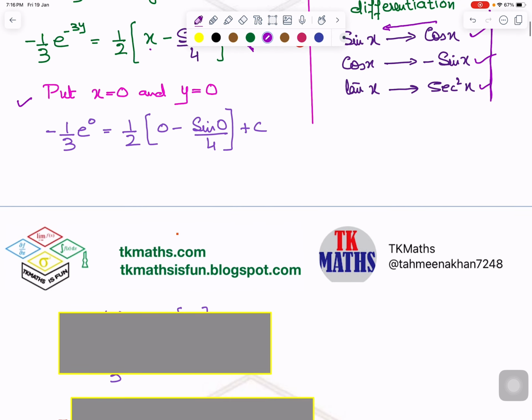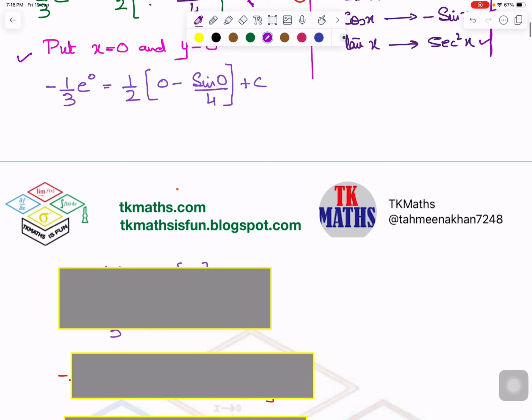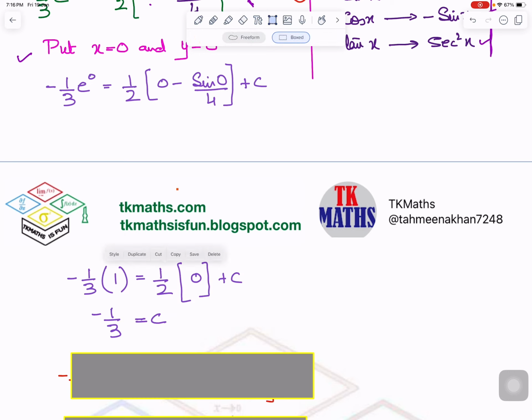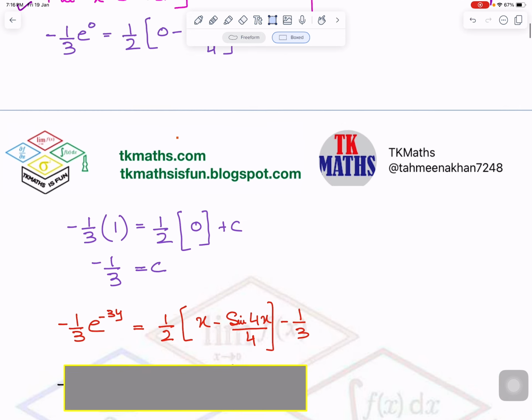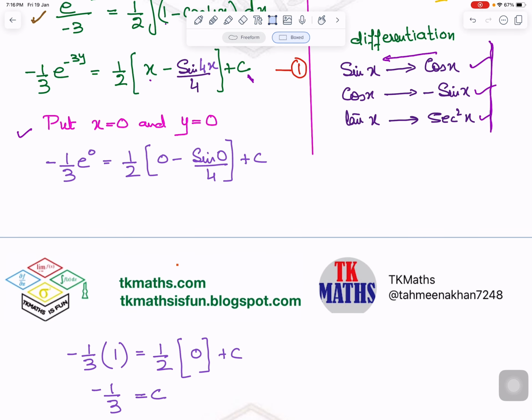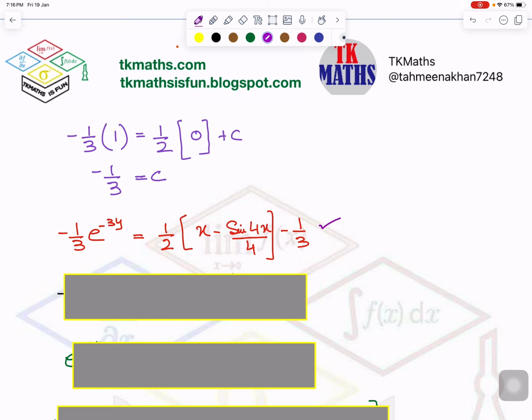Okay, so now I have substituted x 0 and y 0. So now c is equal to minus 1 over 3. Just simple calculation you are doing here. So after that, in the equation which was here, this one, equation 1, you can see here, in place of c, I am substituting minus 1 over 3 here. You can notice here, right?